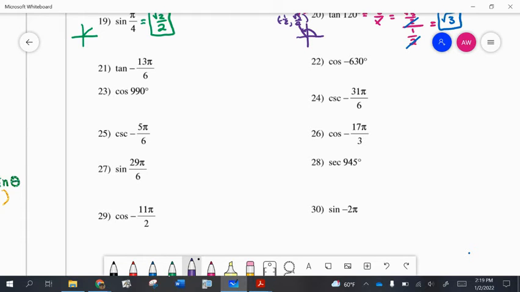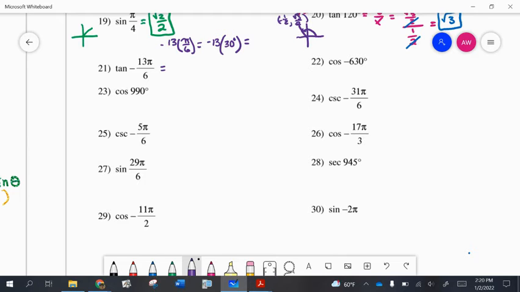A fast way to do this, though, is a little aside workup here. Negative 13 pi over 6 is just negative 13 times pi over 6. Well, we know what pi over 6 is. Pi over 6 is 30 degrees. So that's just negative 13 times 30 degrees. That'll be a lot faster way to convert it than converting it to degrees and then doing all of that. So that's a faster way to convert if you can think of it that way.